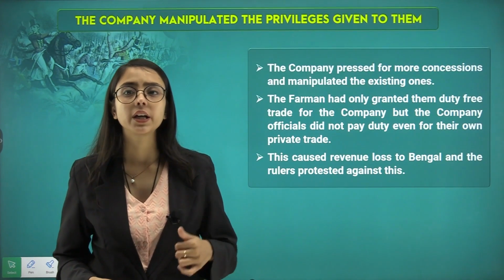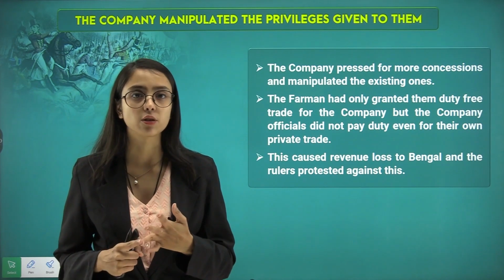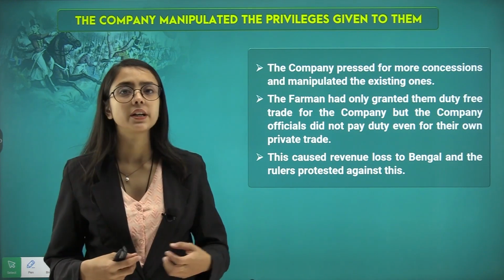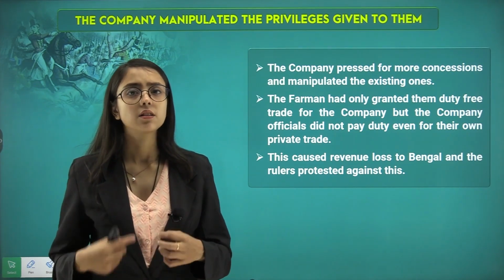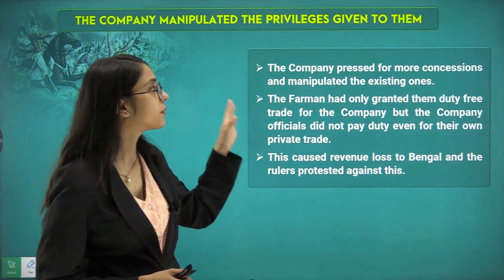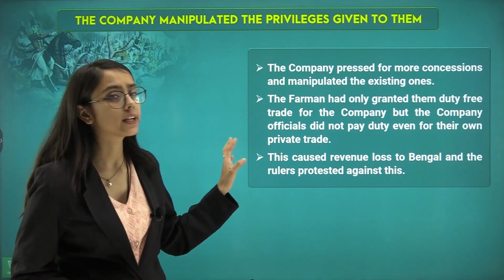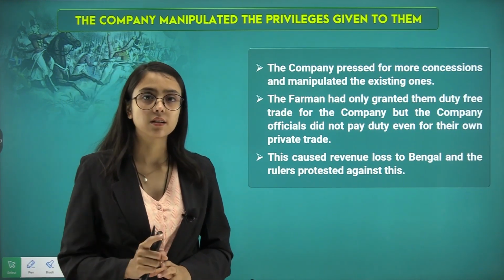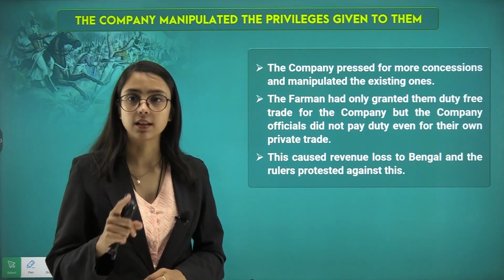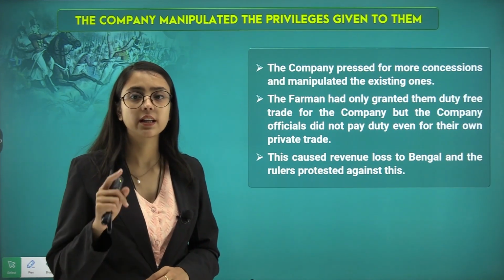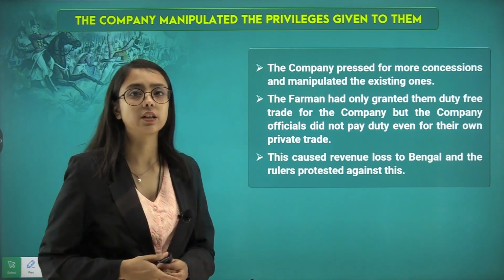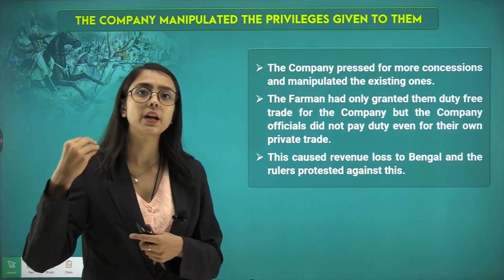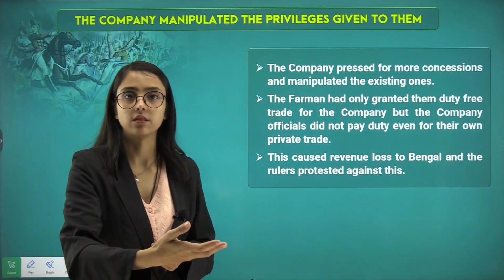The company manipulated the privileges given to them. They had the order from the queen. Then they also got the order from the Mughal emperor to trade freely. So they manipulated the situation in their favor and used the privileges that were given to them. The company pressed for more concessions and manipulated the existing ones. The Farman that was issued by Aurangzeb only granted them duty-free trade. But the company officials did not pay duty even for their own private trade. So it was not just about the trade that they were doing with the local people among themselves, but also for their private trade, as in what they were selling here.